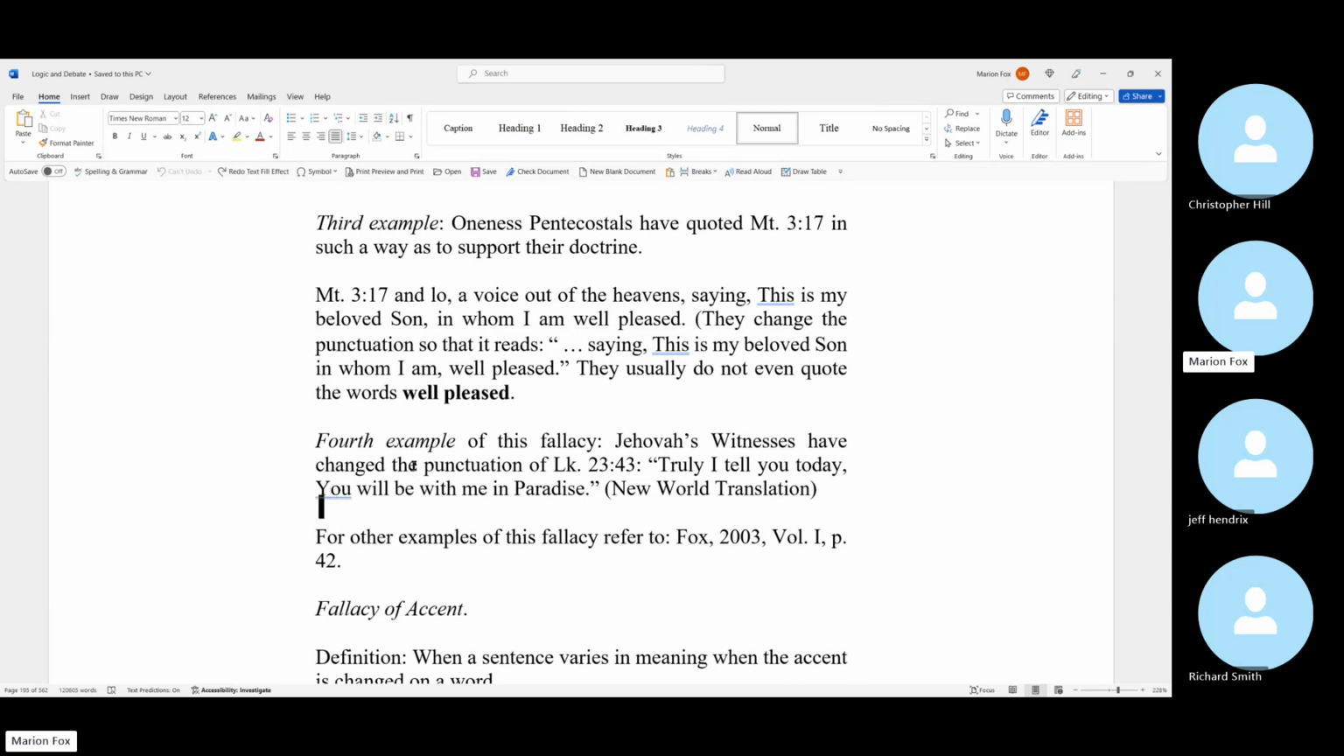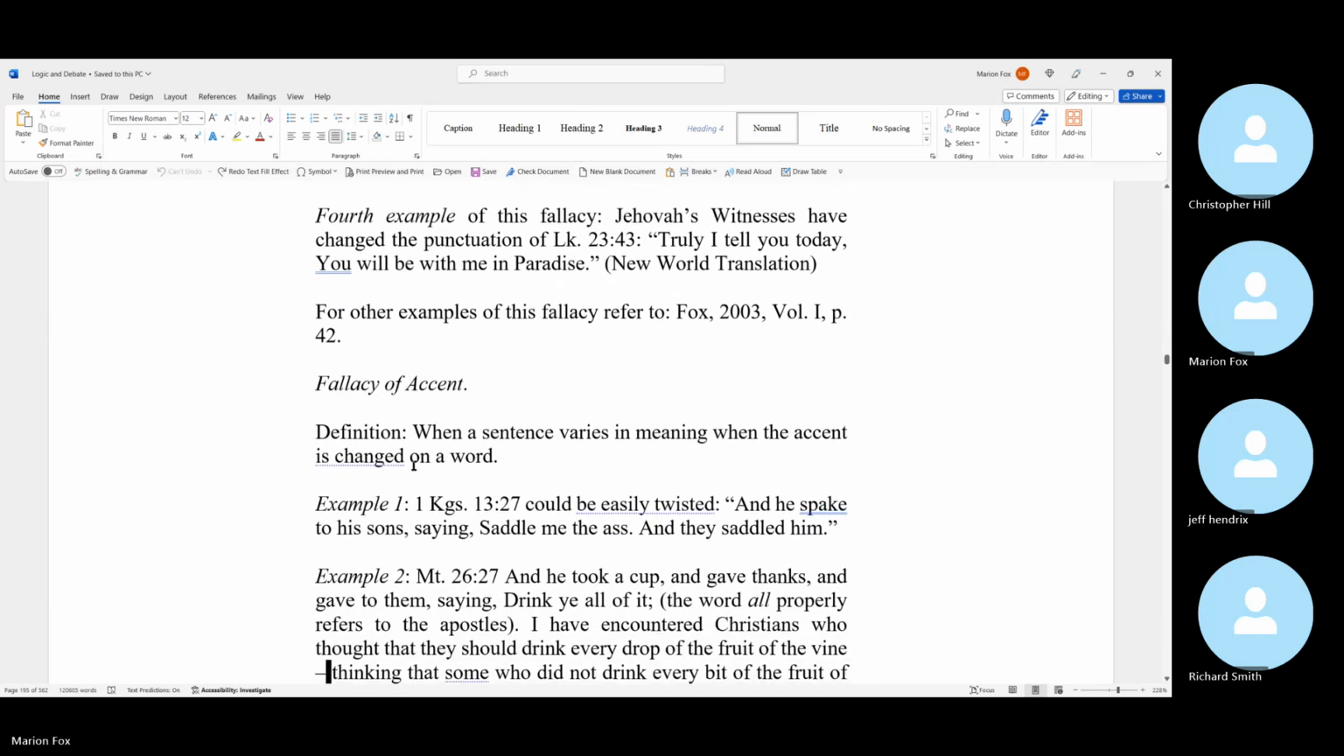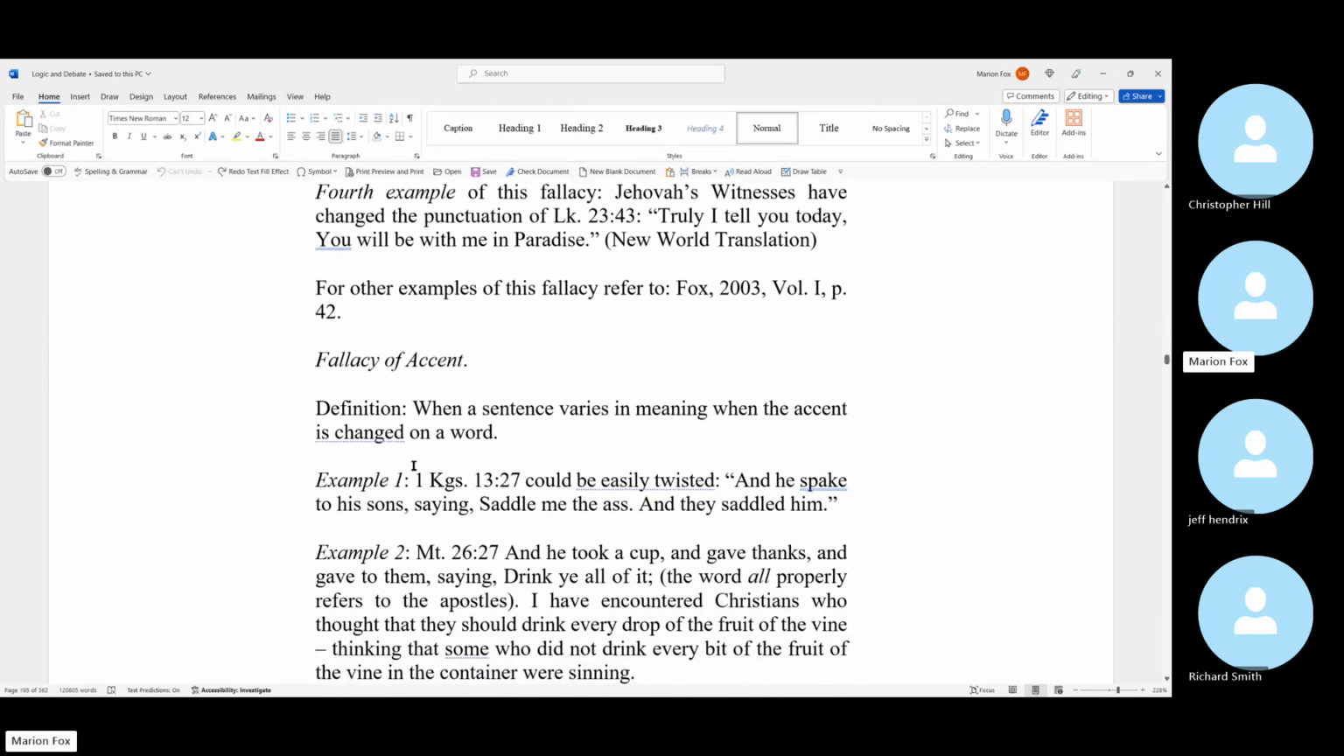Jehovah's Witnesses have changed the punctuation of Luke 23:43. Right? They don't have you going to paradise at death. So they don't have that. So you've got to be aware of what they teach. So their New World Translation, if you go to a used bookstore and find one, you probably ought to buy one, so you know what they teach, and you have documentation.